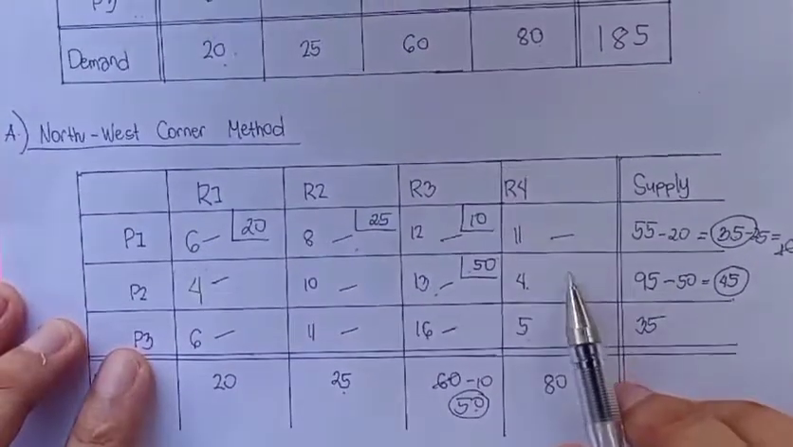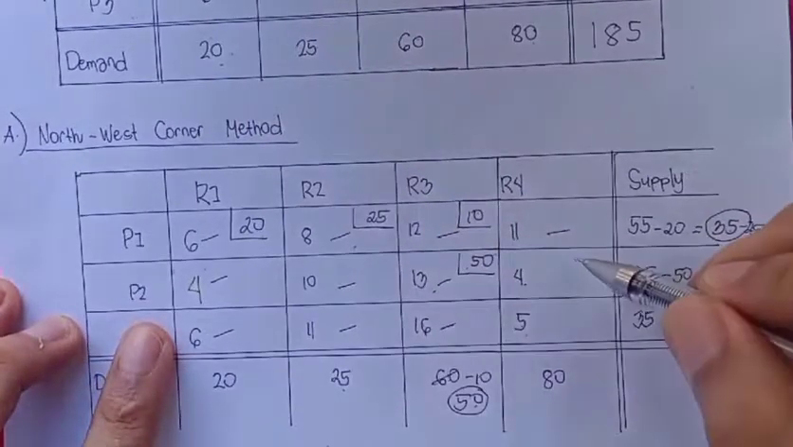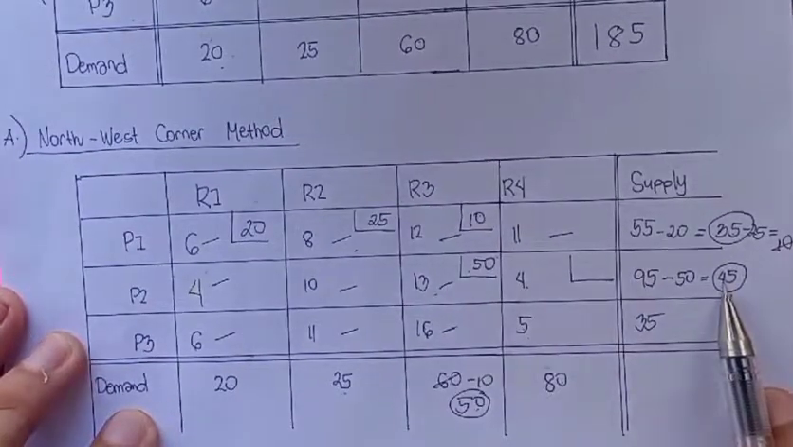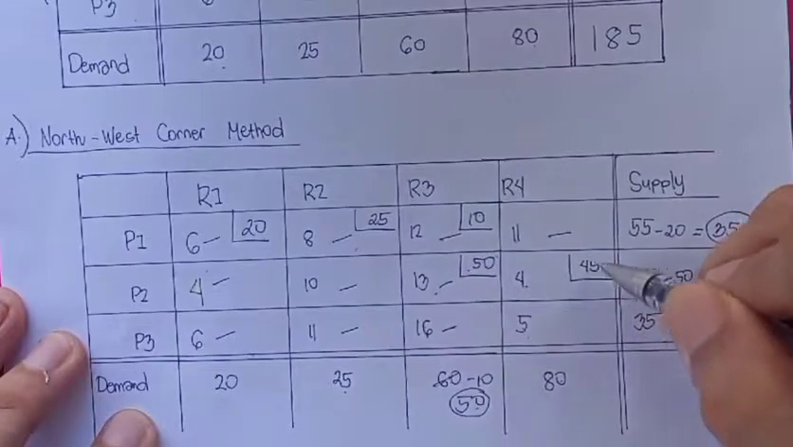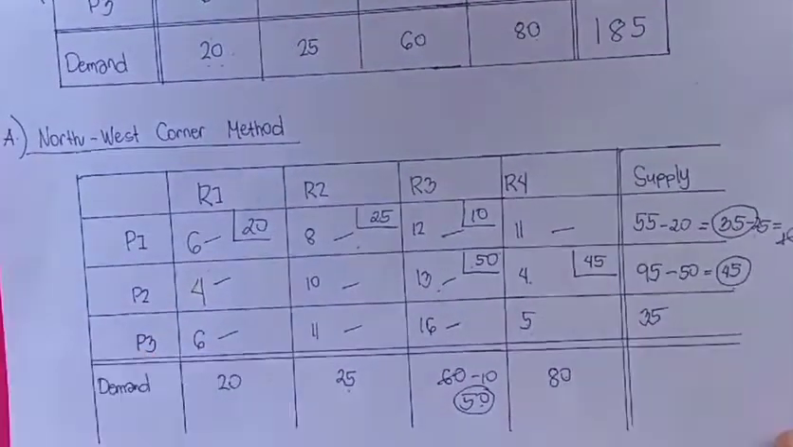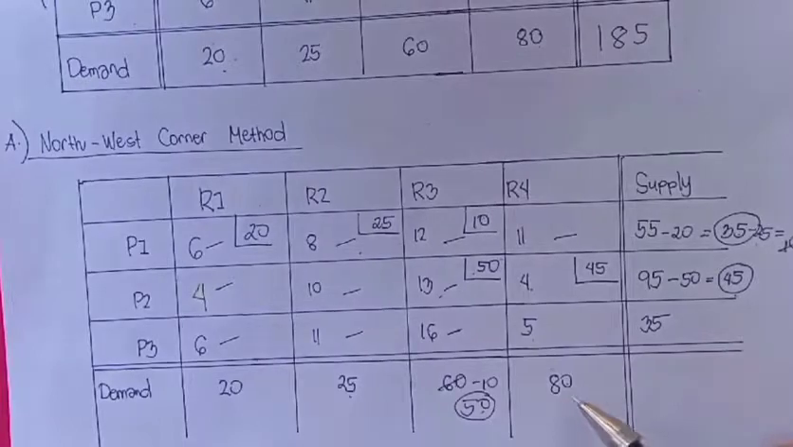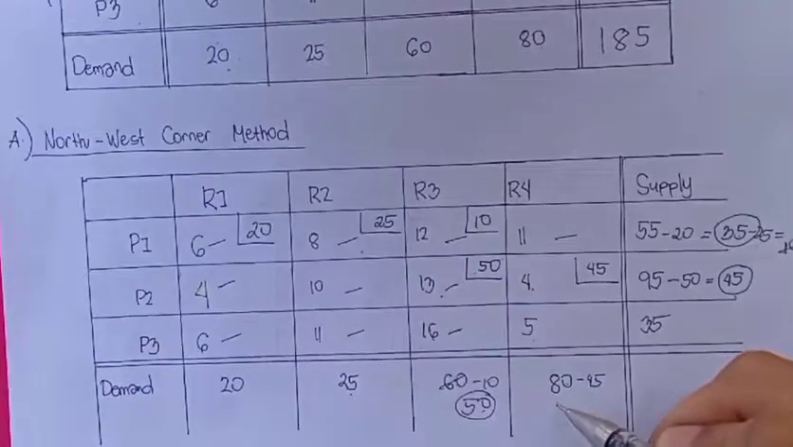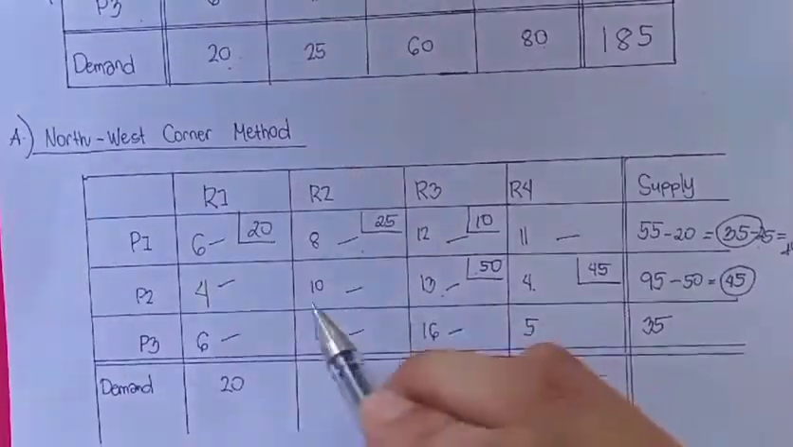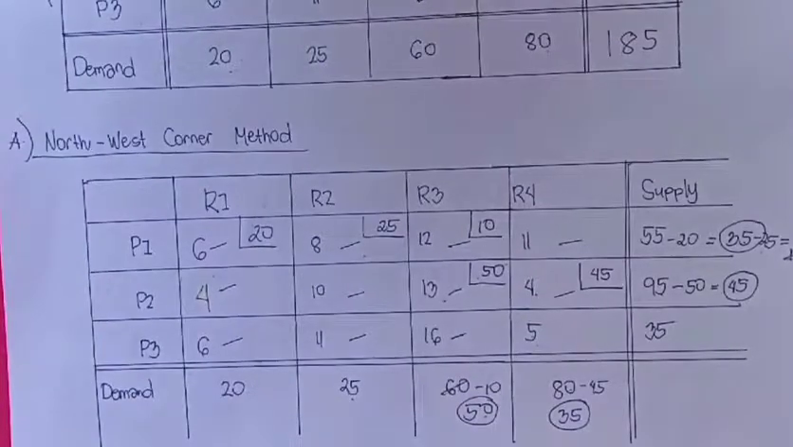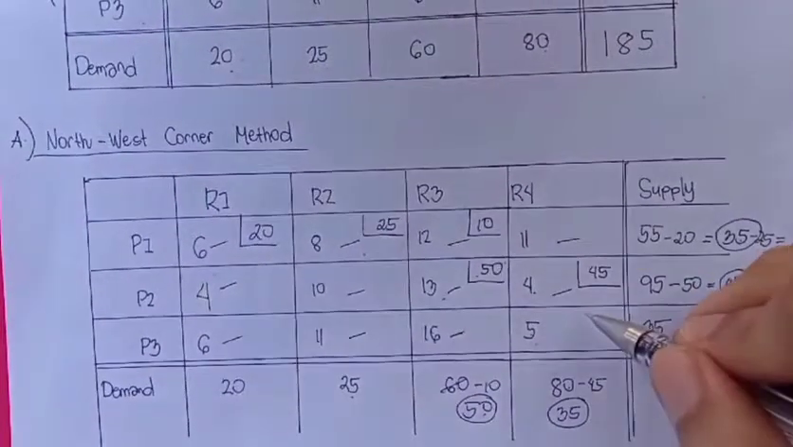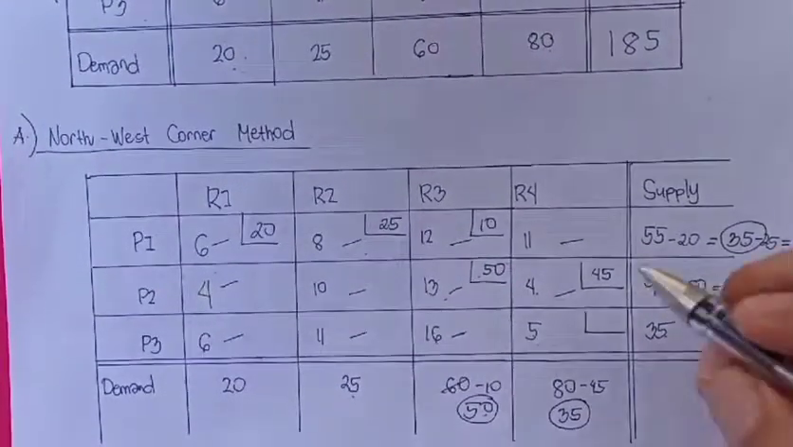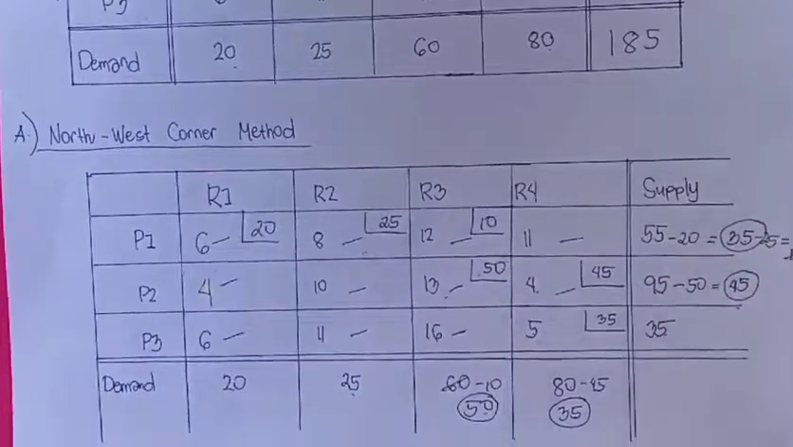Next is this cell, P2R4. The demand is 80 and the supply is 45. The minimum is 45, so we will allocate 45 in P2R4. And we will deduct 45 in the fourth column. So the remaining demand is 35 and the second row is satisfied. Last, in this cell, the demand is 35 and the supply is also 35. So we will allocate 35 here in P3R4.